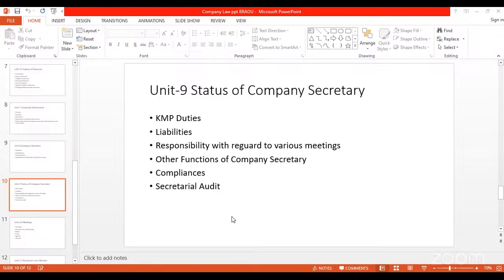Next thing is display of company name and details. Every company is required to have its name affixed outside its registered office along with its company identification number, registered office address, phone number, email ID, fax number, and website address, if any, stated in it.